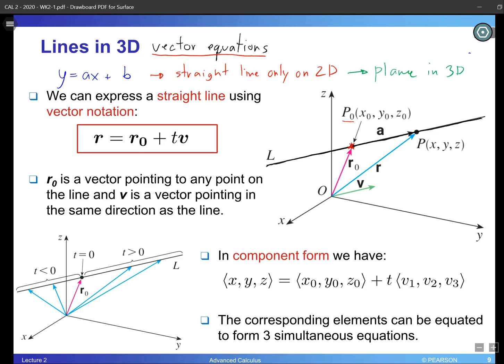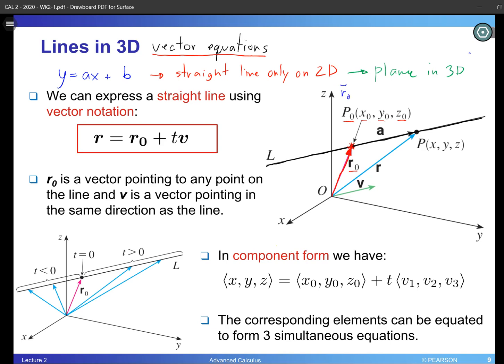This point P0 has its own coordinates, and each component is x0, y0, and z0. Now we put a point on the line, and the next thing we are going to do is to create another vector connecting from the origin to this point. This is the vector starting at the origin and ending at this point P0. Let's call this vector R0. R0 is a vector.